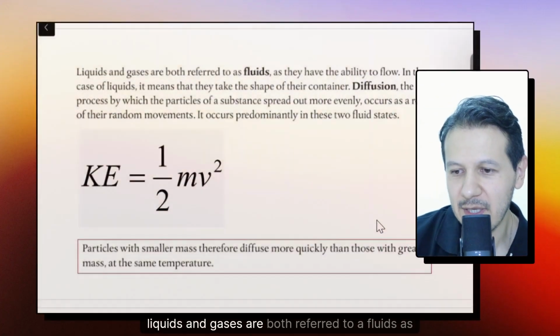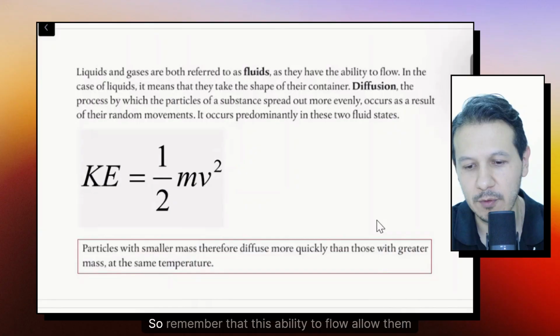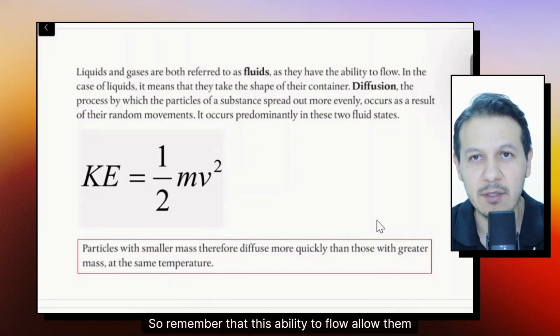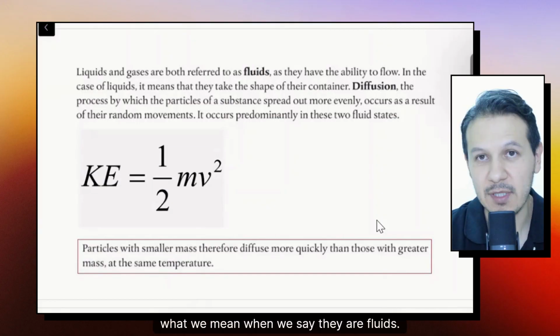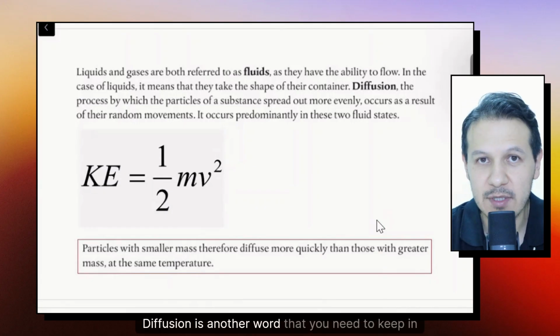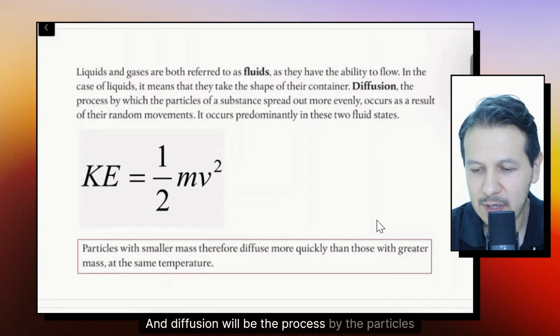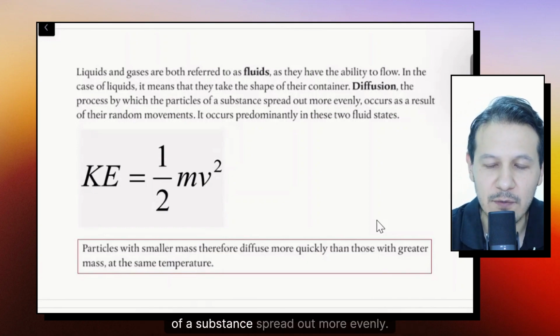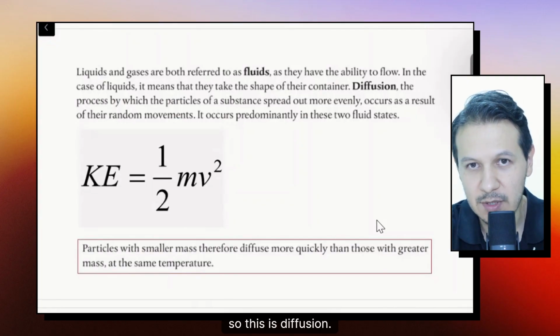Liquids and gases are both referred to as fluids as they have the ability to flow. Okay, so remember that this ability to flow allows them to adapt or take the shape of their container. What we mean when we say they are fluids, they can flow as well. Diffusion is another word that you need to keep in mind in this topic. And diffusion would be the process by which the particles of a substance spread out more evenly. Okay, so this is diffusion.